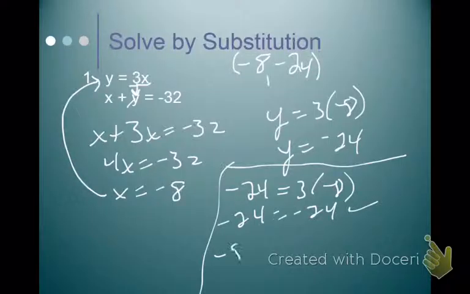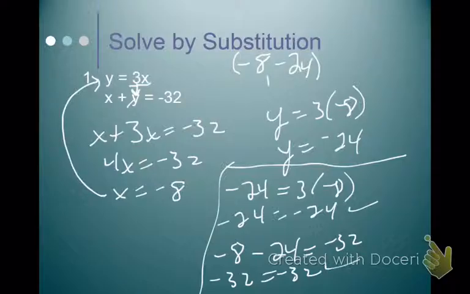Now I'm going to plug in negative 8 for x. I'm going to substitute negative 24 in for y, so I get minus 24 equals negative 32. Combine those, and you get negative 32 equals negative 32. And there you go. That works as well. So I know that negative 8 comma negative 24 is the solution. Make sure you're checking your answers. Okay?